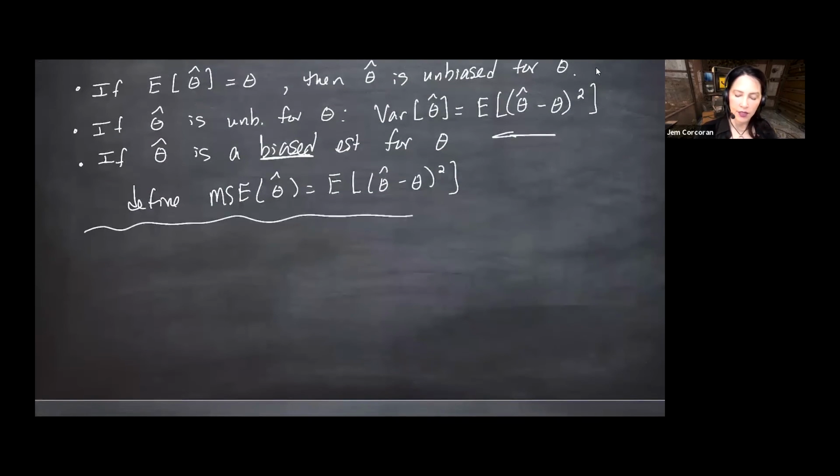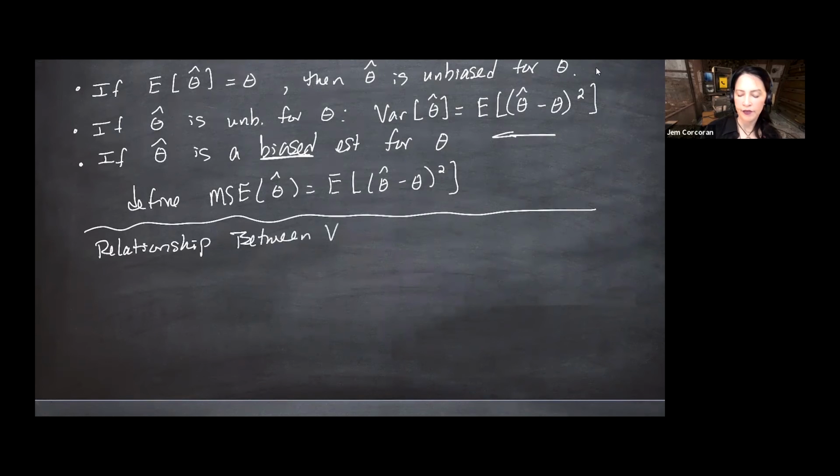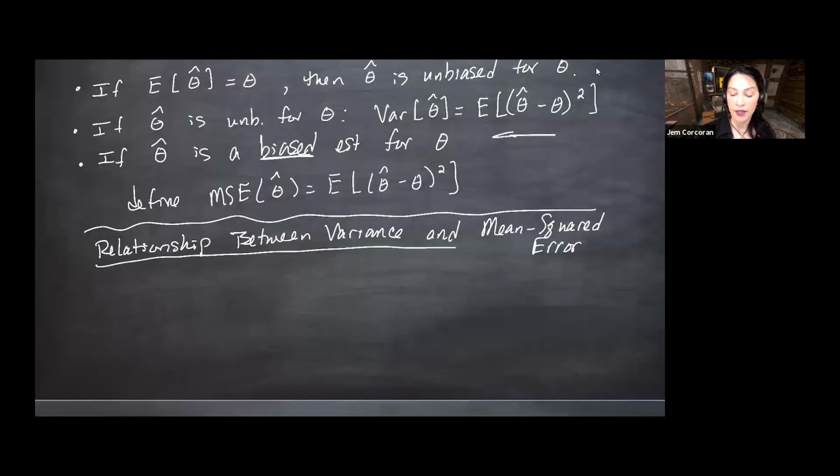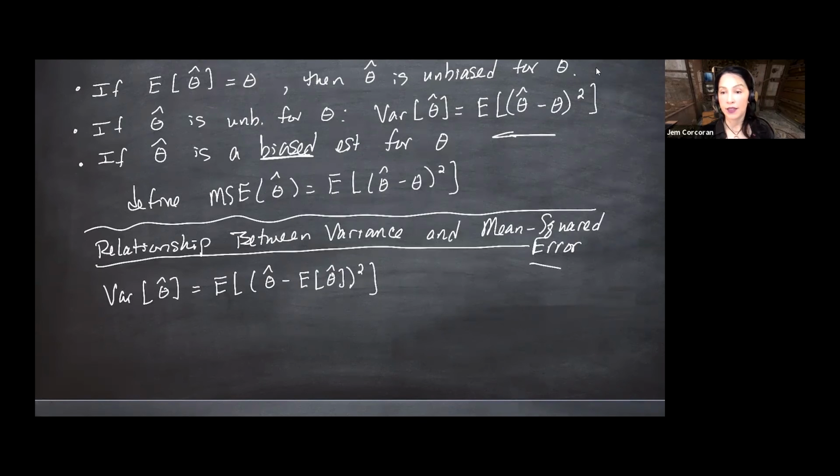So this is going to be a relationship between variance and mean squared error that will hold in general, even in the biased, or even in the unbiased case. So I'm going to start with the variance of theta hat. This is the expected value of theta hat minus its mean, so the expected value of theta hat, squared. That's how you define a variance if this is the random variable and this is its mean.